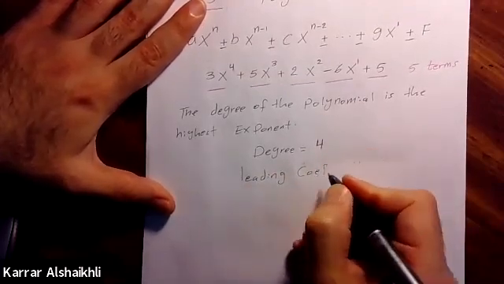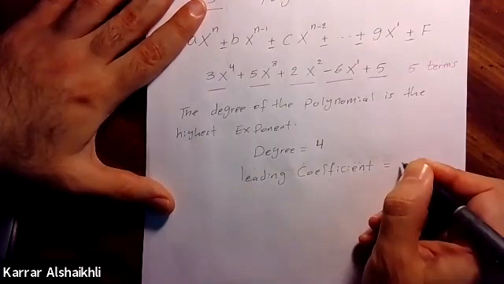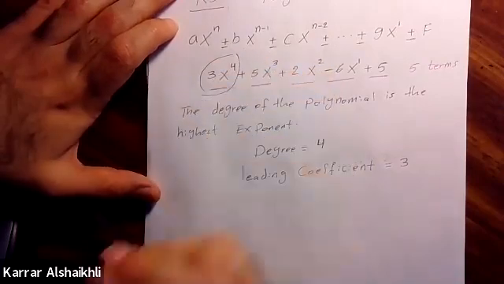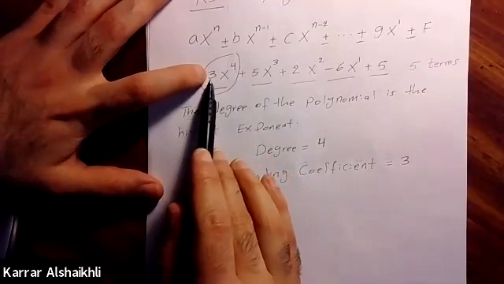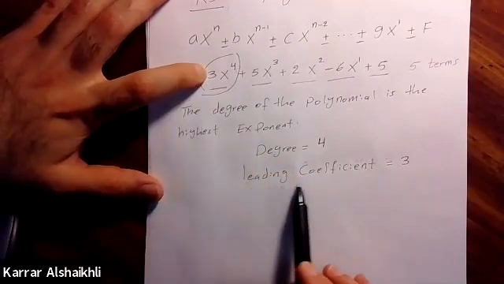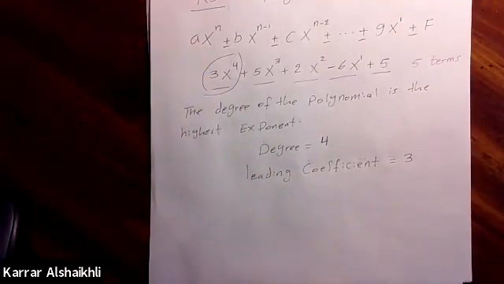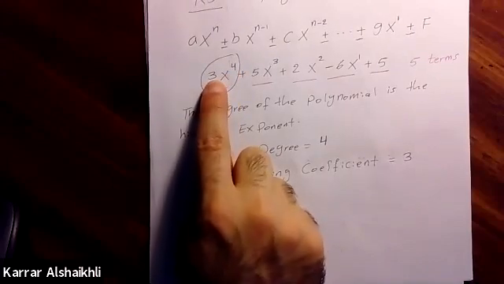In case they ask you about the leading coefficient, it's going to be 3. Where is the leading coefficient? You see, the highest degree is here, which is the 4. The leading coefficient is going to be the number here, which is 3. We're going to do more examples about that before moving to the types of polynomials. So the degree is the highest exponent. The leading coefficient is the number with the highest exponent. That means 3.